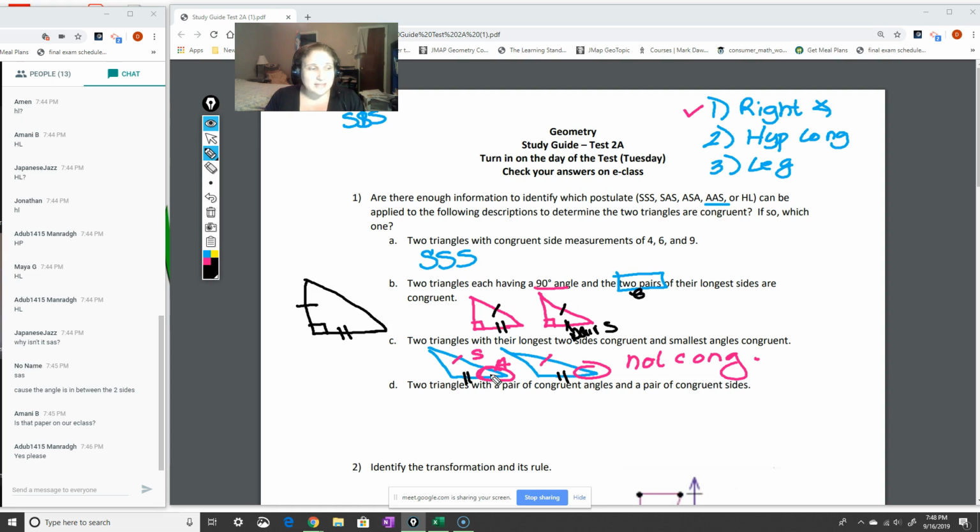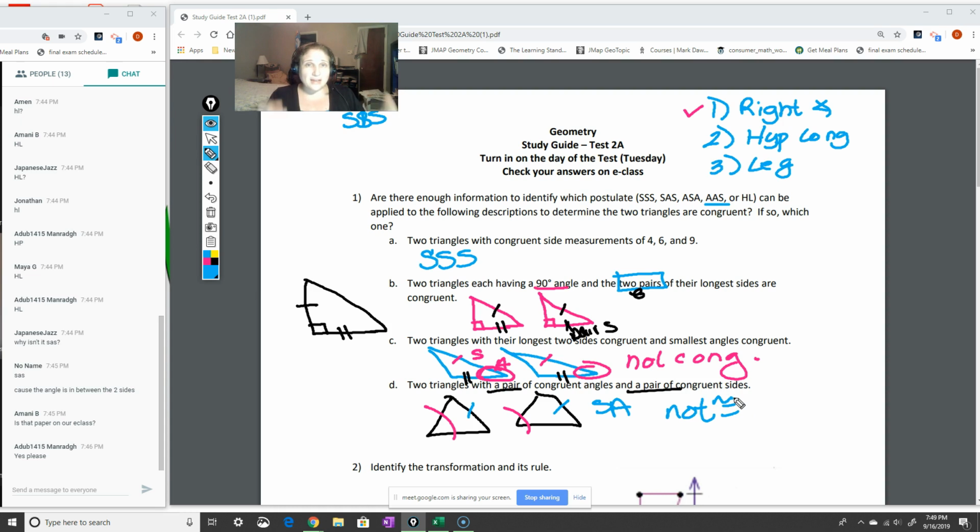All right, 1D. Two triangles with a pair of congruent angles and one pair of congruent sides. So again, I'm just drawing two triangles. I've got my congruent angles right here, and I've got congruent sides, and it doesn't even tell me where the congruent sides are located. But again, I only have a side and an angle, so this is going to be not congruent.